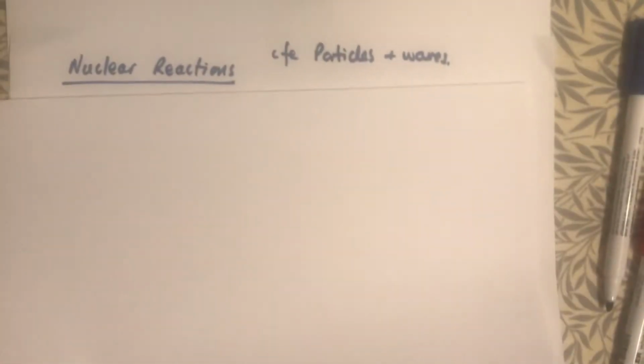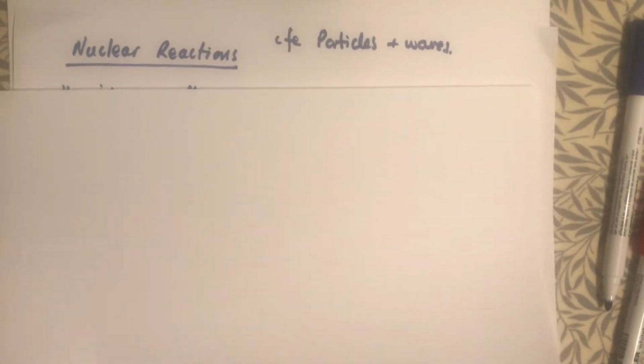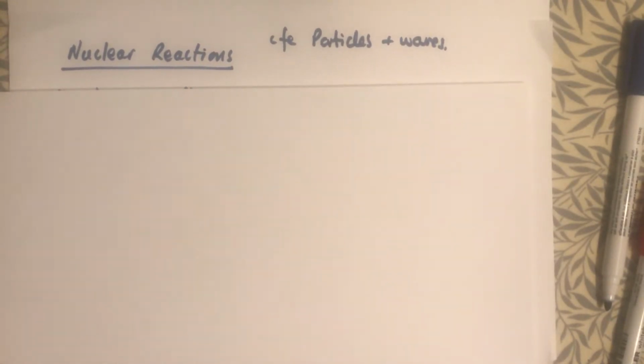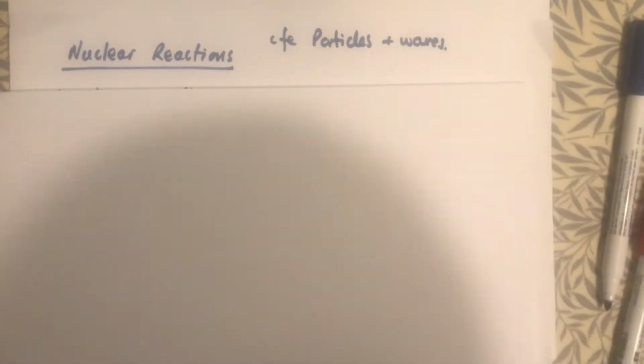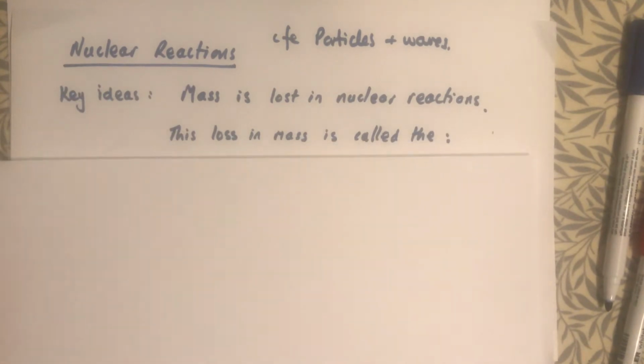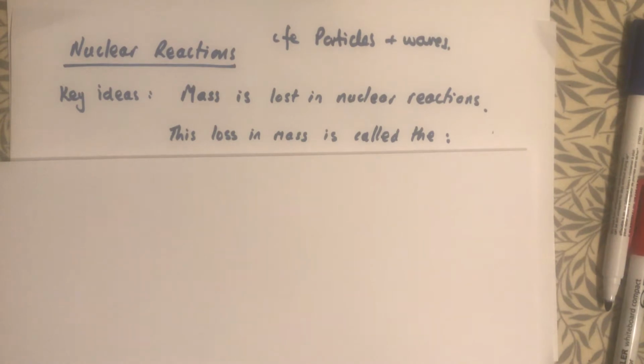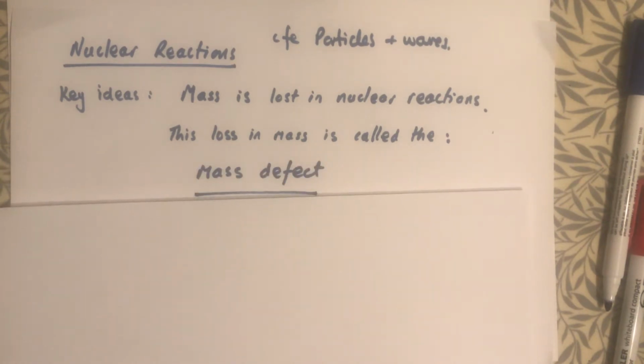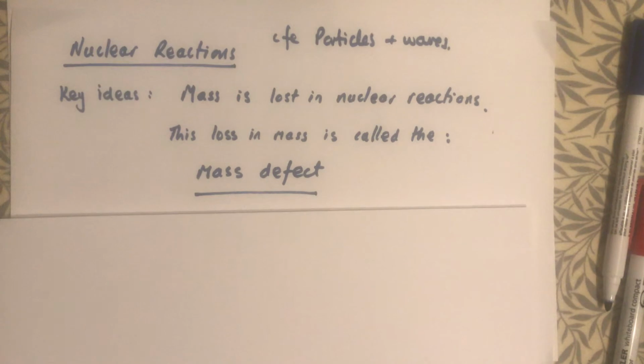Okay, hi team, we're on to nuclear reactions. And for nuclear reactions, we're going to start off with the real core basics to make sure we know where we stand. Mass is lost in all our nuclear reactions, the ones that actually happen naturally, and this lost mass is called the mass defect. The mass defect is the missing mass, or the mass that's lost in the reaction.